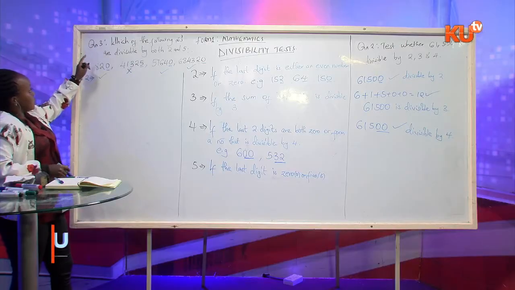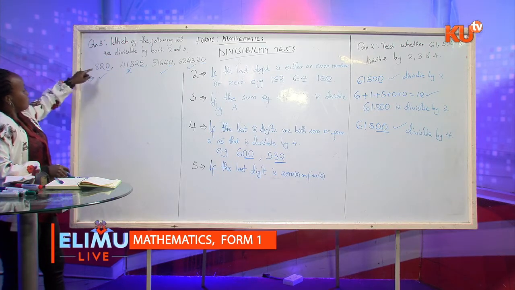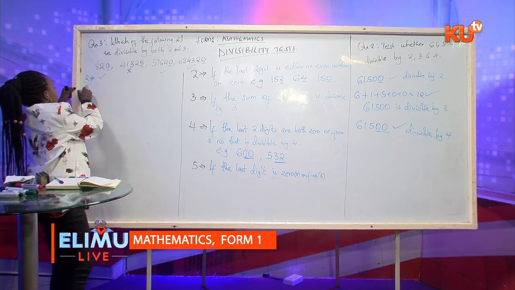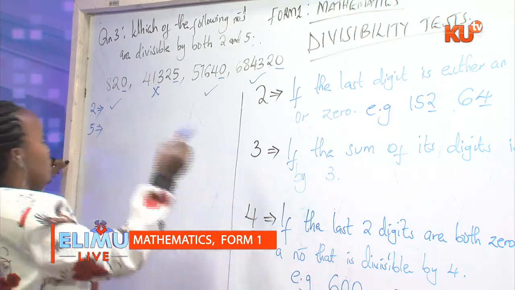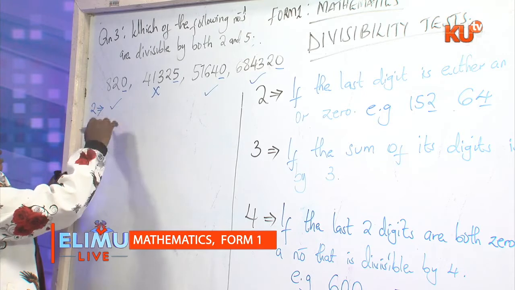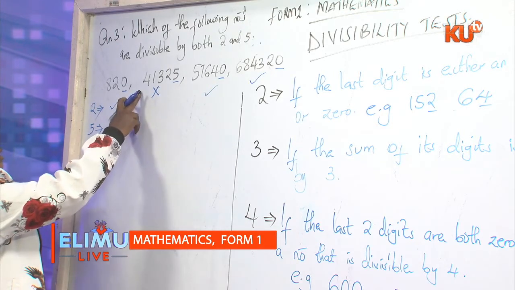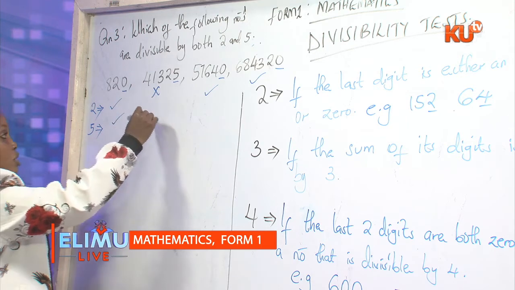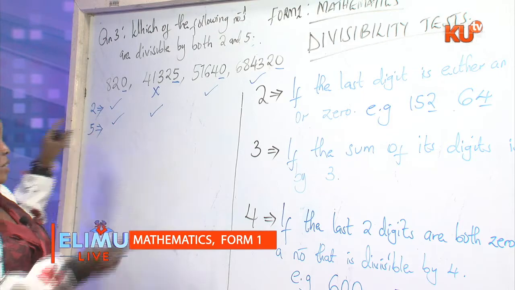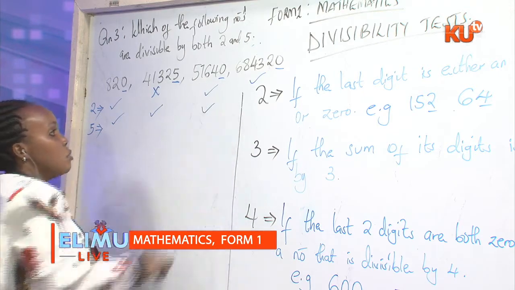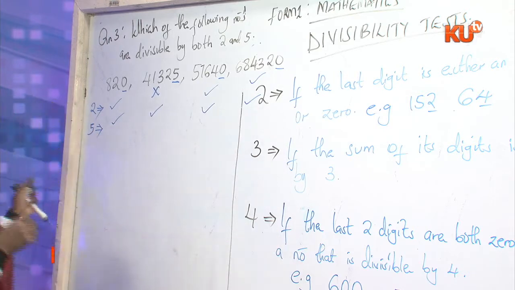Next, we are supposed to find if the numbers are divisible by 5. 820 is divisible by 5 because the last digit should either be 0 or 5. So 820, the last digit is 0, meaning it is divisible by 5. The other one, 41,325, is also divisible by 5 because the last digit is 5. Then the next one, the last digit is 0, meaning it is divisible by 5. And the other one also, the last digit is 0, meaning it is divisible by 5.